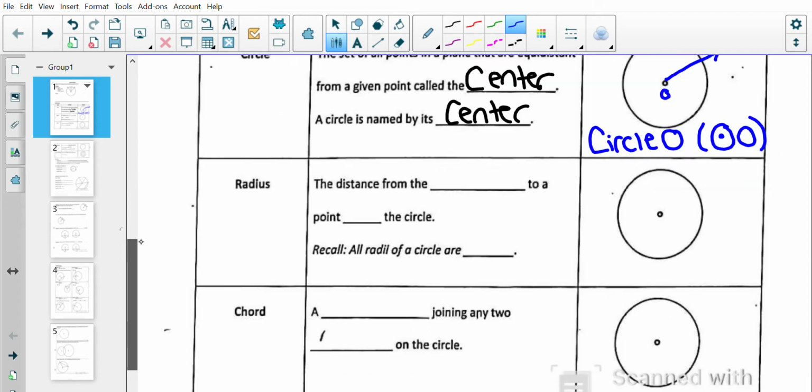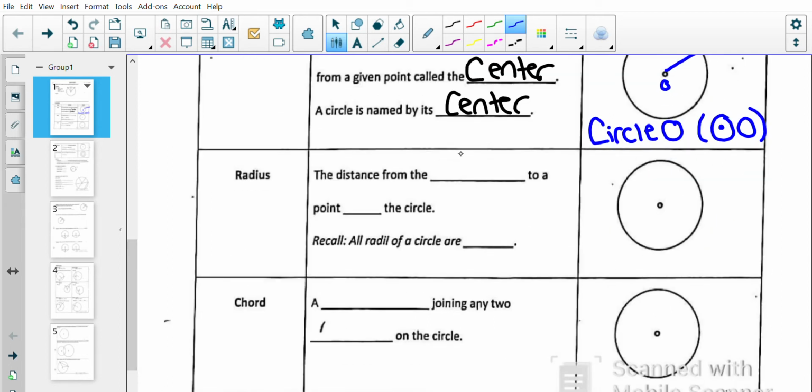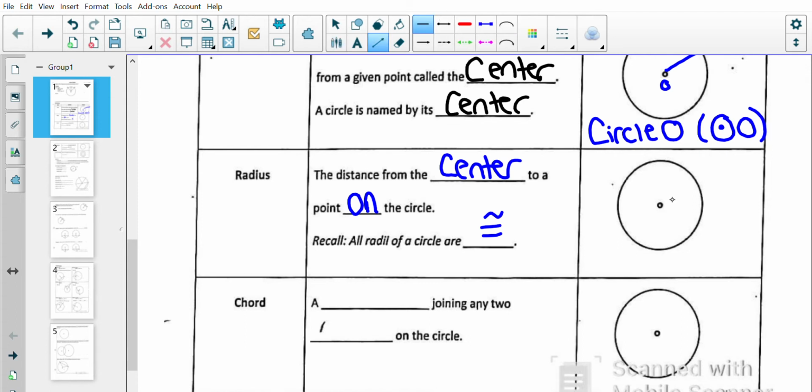Next vocab word is a radius. A radius is the distance from the center to a point on the circle. And we remember we did proofs with circles and radii. We know all radii of a circle are congruent. So basically, any segment from the center to the rim of a circle is all the same distance from that center point. So all those radii are congruent. So one is a radius, more than one are called radii.